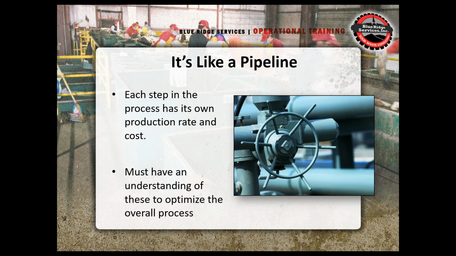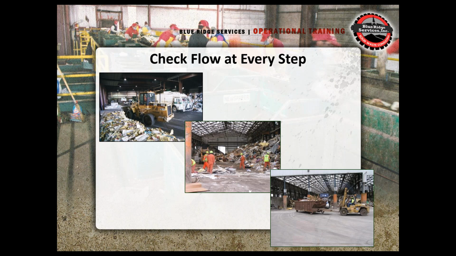So think of your MRF as a pipeline. This same concept applies to a landfill, it applies to a compost operation, it applies to a transfer station. It's like a pipeline. Each step in the process has its own flow rate, its own production rate, and its corresponding cost. And that was the question we were asking before, was, do you know the detailed cost of each step in your process? Because only then can you really dial in the process. So you want to check the flow at every step.